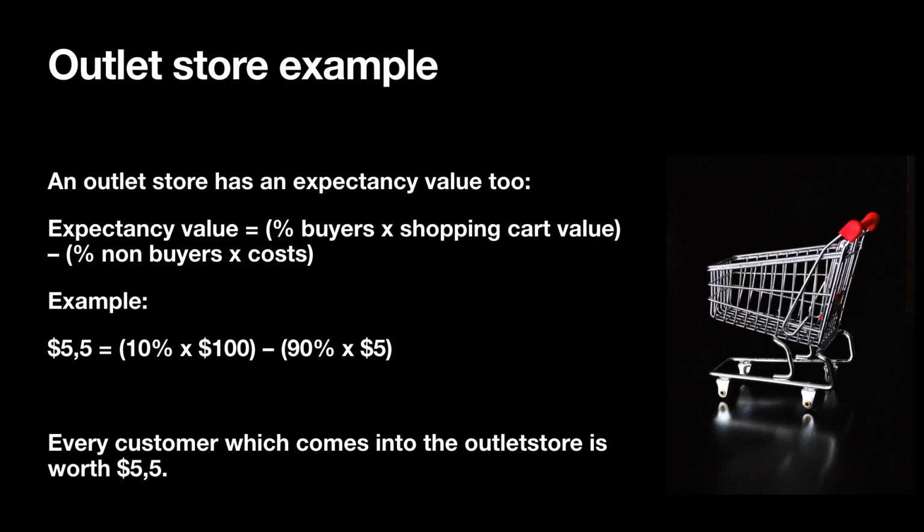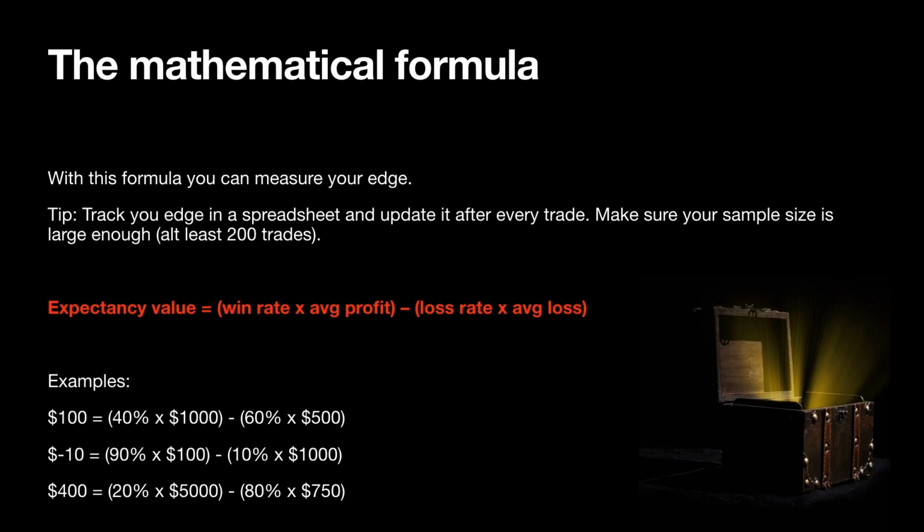And this is the same thing with trading. If you have an edge, and let's go one slide back, for example of $100, in the first example, that means every trade you take, and it doesn't matter if this is a winning trade or a losing trade, will make you $100 in the long run. Not the single trade will make you $100, but on average over 200, 500 or 1,000 trades, you will make $100 per trade. It doesn't matter if this is a winning trade or a losing trade.